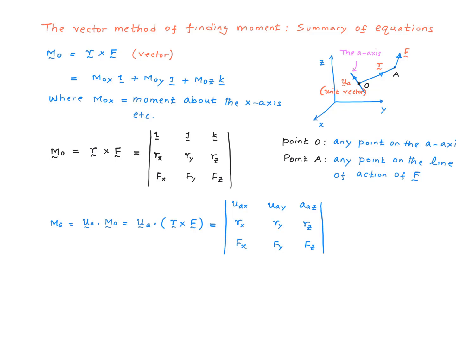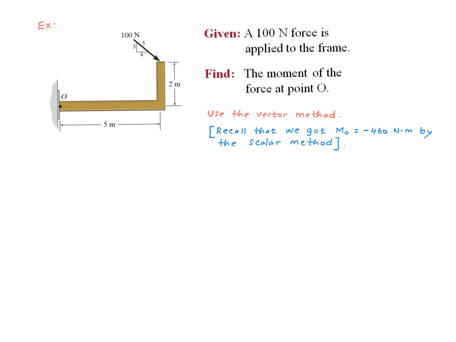Once we find the moment about point O, we can find the moment about this axis, the A axis, by this equation. MA is simply UA dot MO, where UA is the unit vector along that axis. To evaluate this dot product, we can either first find MO in its component form like this, and then find the dot product between the two, or we can use this simplified direct expression for the dot product between UA and MO. Let's go ahead and solve this 2D problem by the vector method.